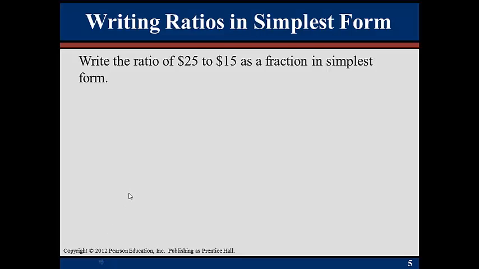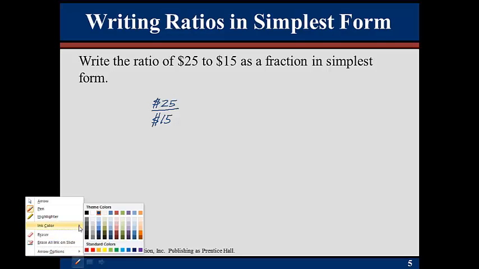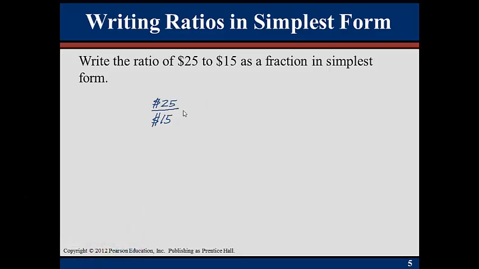Here's another one. It says write the ratio of $25 to $15 as a fraction in simplest form. Well, the first number we have is $25, so it goes up top. The second number we have is $15, so it goes on the bottom. So now we must write this in simplest form. So we can divide both by 5. We end up with 5/3.